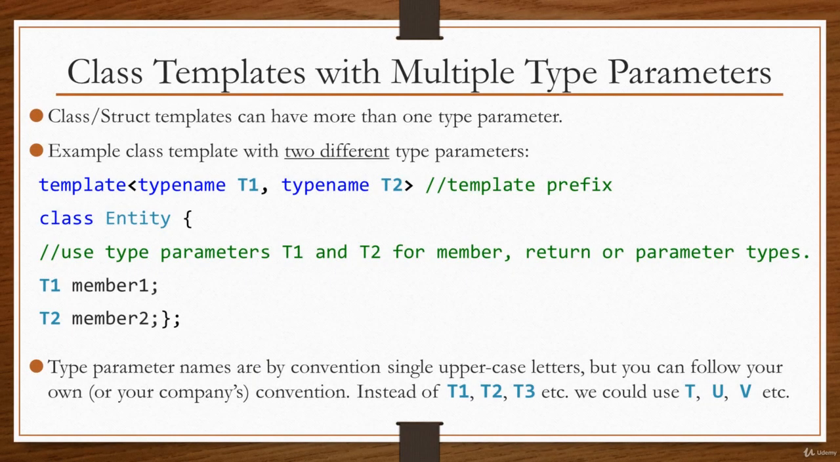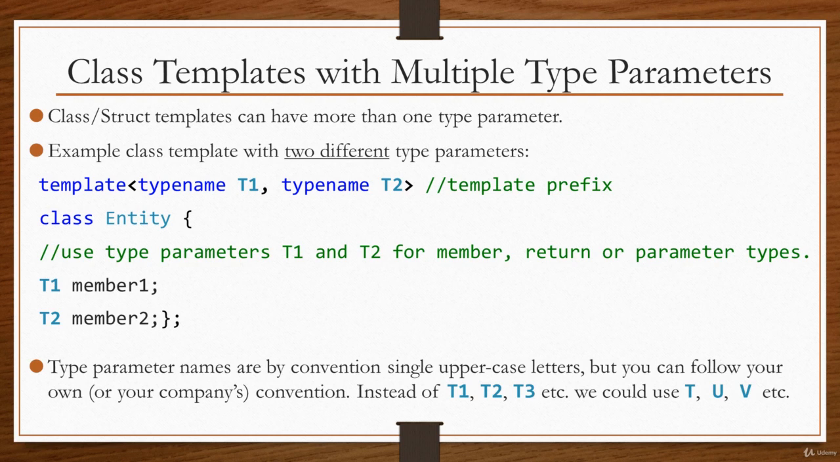Class or struct templates can have multiple type parameters, and we have an example of a class template with two different type parameters. Again, we have the template prefix, we do the template keyword, we have the angle brackets, and then we have a list of type parameters. We have T1 for the first type parameter and T2 for the second type parameter. Then we can go and use those type parameters T1 and T2 for member, return, or parameter types.